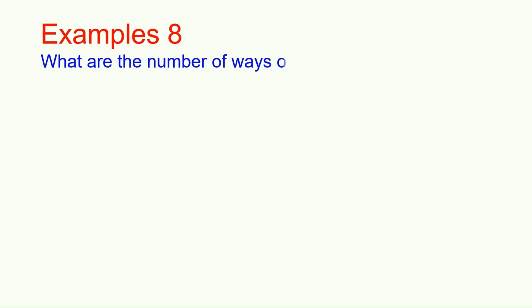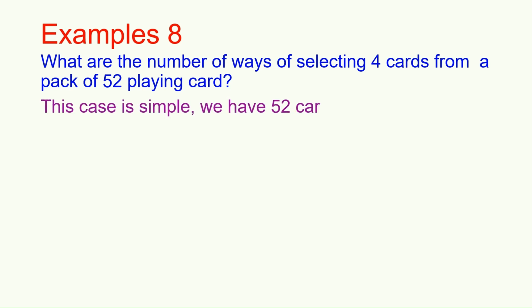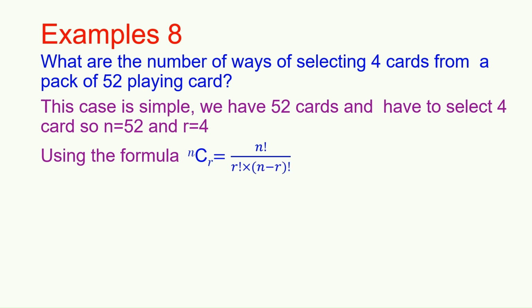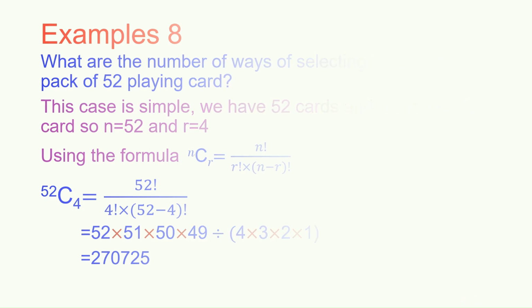Example number 8. What is the number of ways of selecting 4 cards from a pack of 52 playing cards? This case is simple. We have 52 cards and have to select 4 cards, so n equals 52 and r equals 4. Using the formula nCr, 52C4 equals factorial 52 divided by factorial 4 times factorial 52 minus 4, which equals 52 times 51 times 50 times 49 divided by 4 times 3 times 2, which equals 270,725.